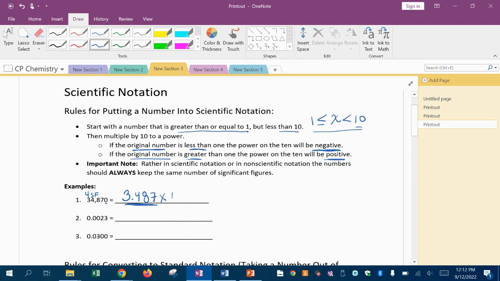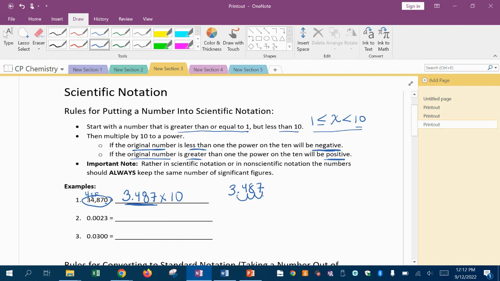Then I'm going to multiply by 10. It says if the original number is less than 1, well, that's not true. So we don't have to worry about the first bullet, but if the original number is greater than 1, then we're going to have a positive exponent. So I know this exponent is going to be positive. So you could do a little scratch work over here. If I have 3.487 and I want to turn it back into 34,870, I'm going to move the decimal to the right. But how many times? 1, 2, 3.